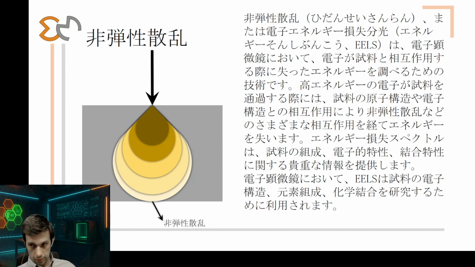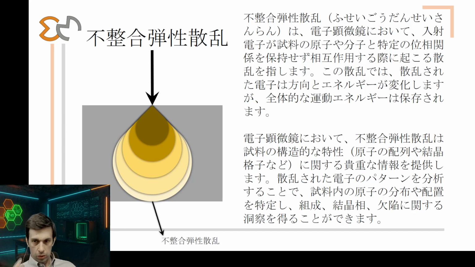Used to study the electronic structure, the elemental composition, chemical bonding inside of the sample. We can identify elements, quantify the concentration, etc. So it's another concentration and structure measurement technique.